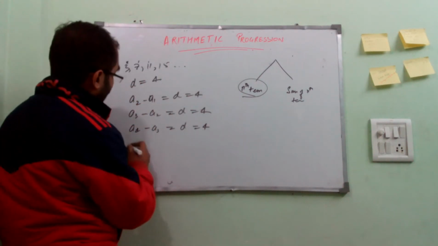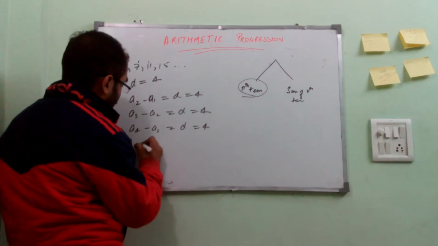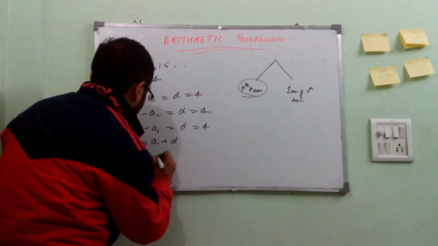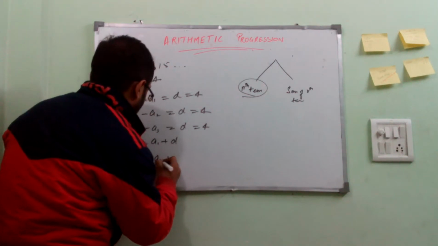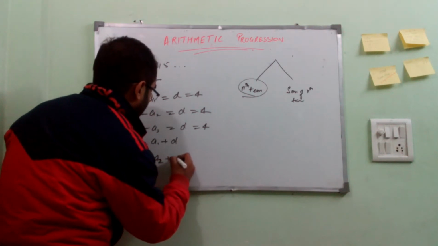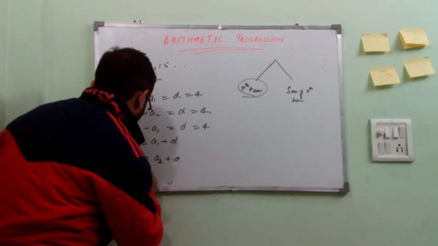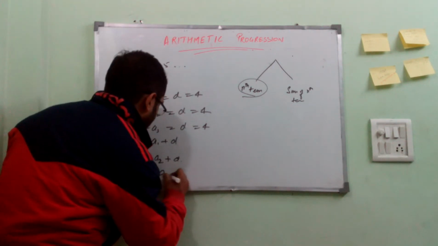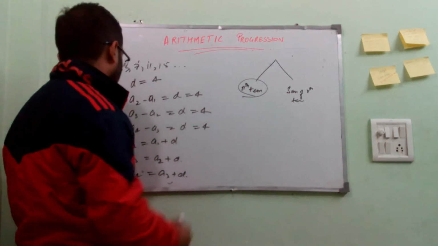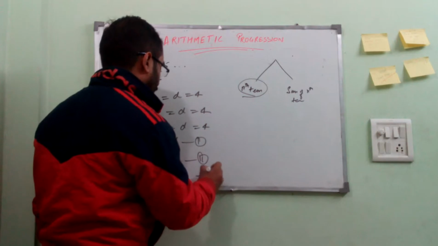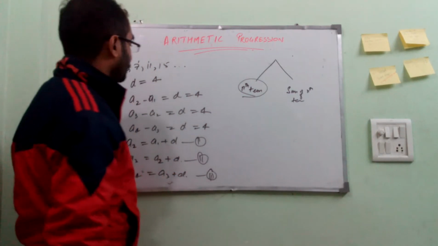At the same time, we can also see that A2 is equal to A1 plus D, A3 is equal to A2 plus D, A4 is equal to A3 plus D. So let's consider this is equation 1, this is equation 2, and this is equation 3. Clear?